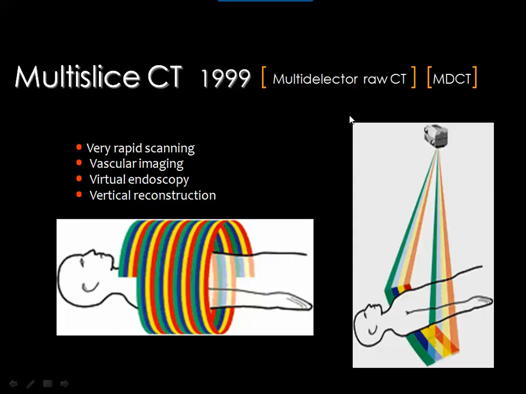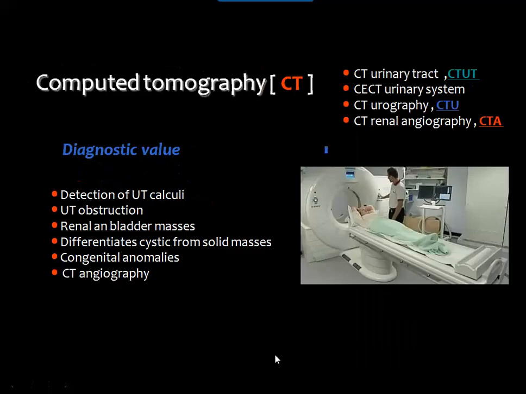And you may remember that we are able to have very rapid scanning to assess the vascular structures in the body, and to have the vertical reconstructed images, and also to have the ability for virtual endoscopic evaluation of some parts of the body. Then we have 4 studies that can be performed by CT.